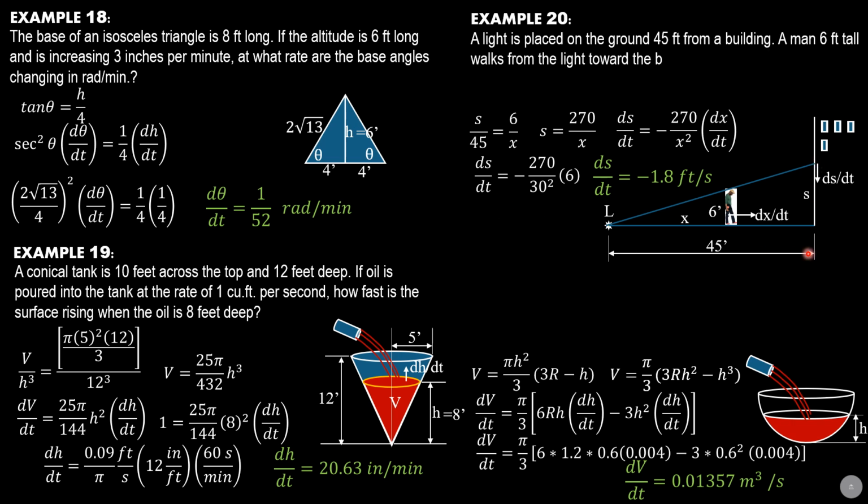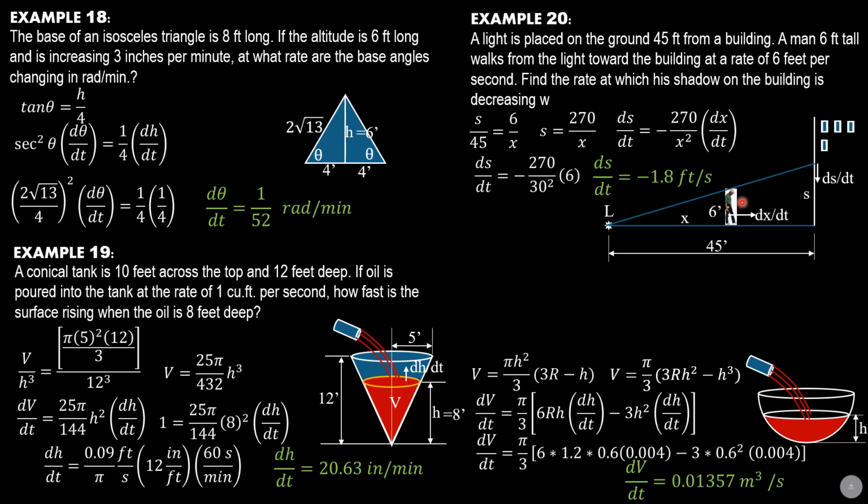Then example 20: a light is placed on the ground 45 feet from a building. So this is the building, that's 45 feet, that's the light. A man 6 feet tall walks from the light toward the building at a rate of 6 feet per second. So if we call the distance of the man at any time from the light x, that's changing as the man walks. And the rate at which x is changing is the rate at which the man walks, dx/dt, and it is equal to 6 feet per second.